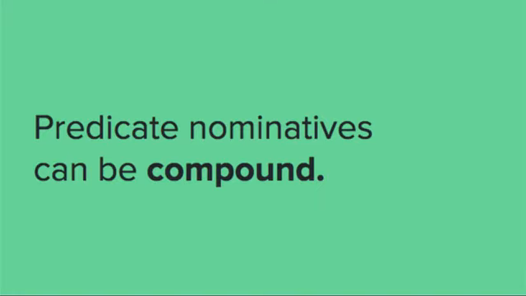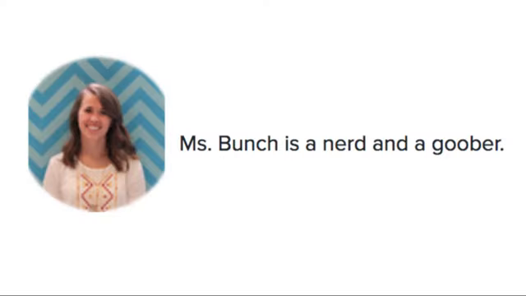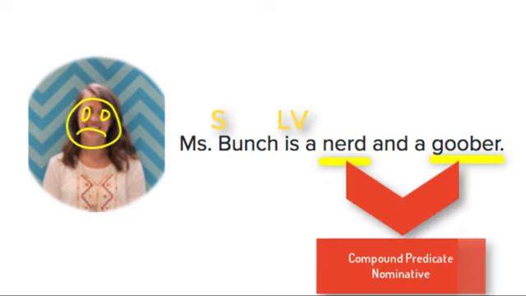Now, you need to know predicate nominatives can also be compound, just like direct objects, just like indirect objects. So let's take a look at an example of that. Miss Bunch is a nerd and a goober. Okay, our subject is Miss Bunch, our linking verb is, and in this case, we are renaming her twice. She's a nerd, she's a goober. So nerd, goober, those are a compound predicate nominative.